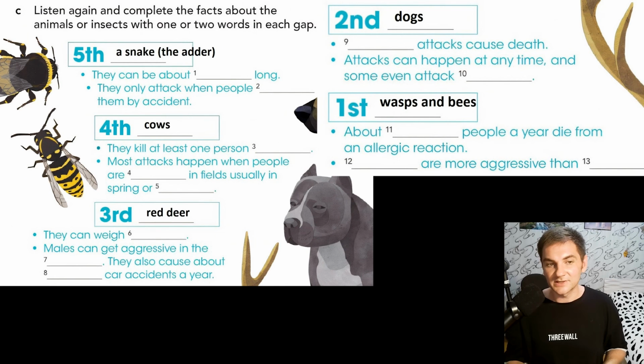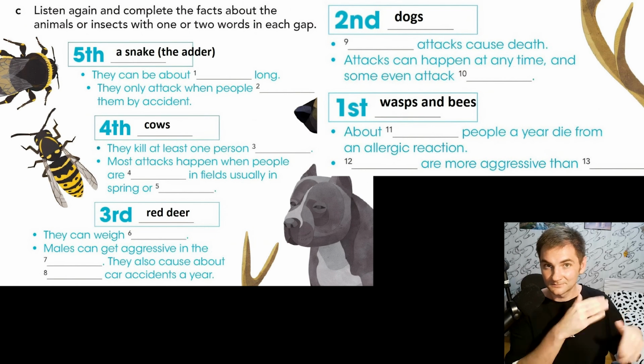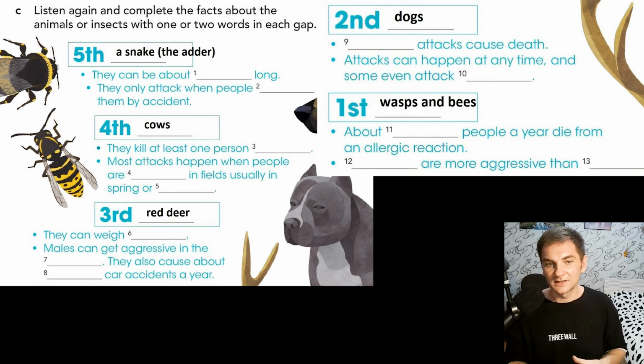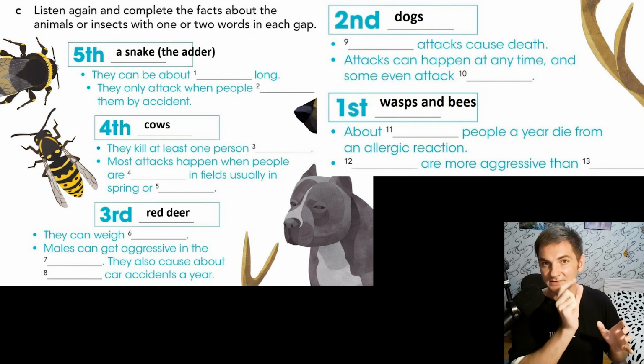Place number 2, or the second place, dogs. How many attacks cause death? Is it many, few, maybe most of them, most of the attacks? It's from the audio. You have to hear it. And attacks can happen at any time, and some even attack someone. First place, wasps and bees, yeah? About how many people? Here is a number. About people a year die from an allergic reaction.